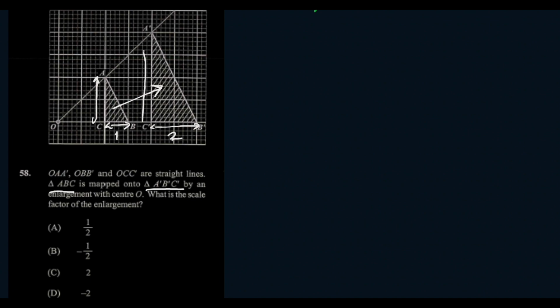It went to 4. So what's happening to the factor? It is doubling each time. So 1 times 2 gave us 2, and this 2 times 2 gave us 4. So the scale factor is 2.